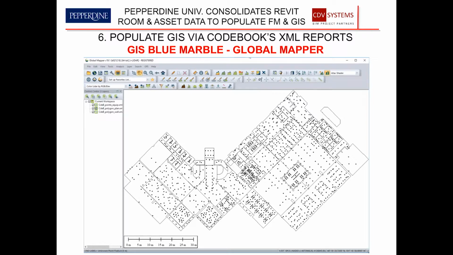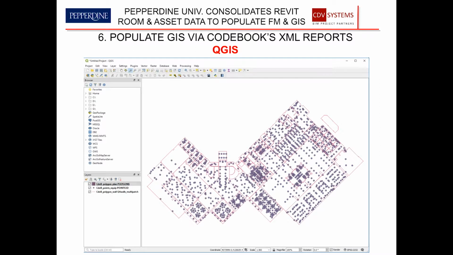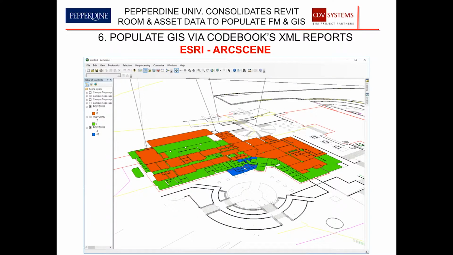This is Blue Marble Global Mapper. It's literally a drag and drop. From these shape files, it's a drag and drop into the GIS model. Okay? It identifies every room and every asset from this consolidated model into one single database. Okay? Here's an image of QGIS. Same thing. All the rooms relative to GIS, perfectly positioned, level to level, and all the assets in the GIS model. It's unheard of. I mean, you can't do this.